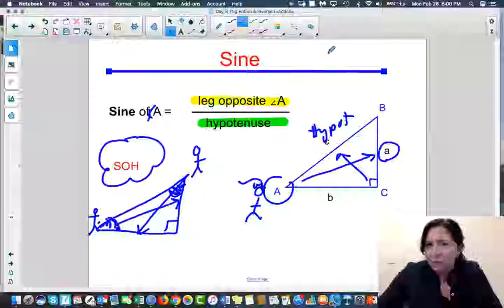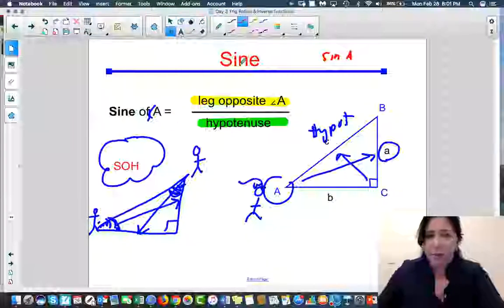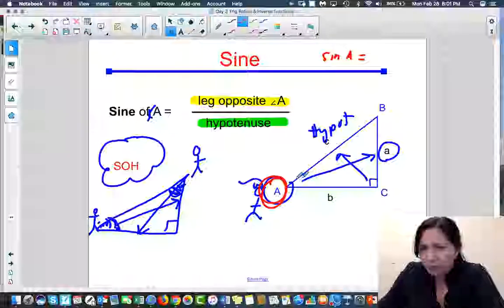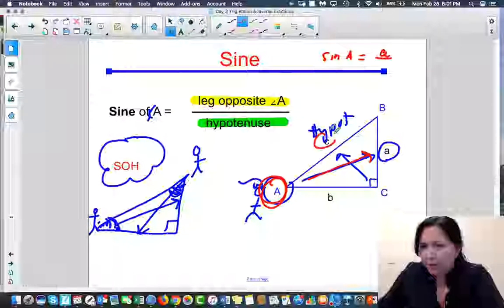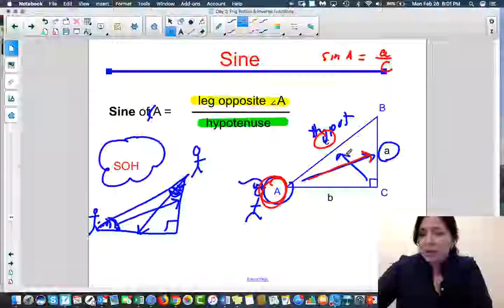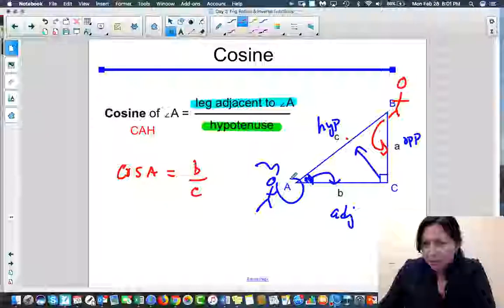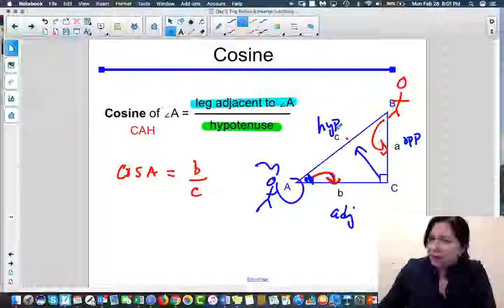So if I were saying sine of angle A, notice I don't put an angle there, I just put it there because it's sine. I wrote it out. So sine of angle A is equal to, for this one, remember it's opposite, little a, over the hypotenuse, which we are calling C. So that would be the ratio. Again, for cosine of angle A, that would be the adjacent side over the hypotenuse.